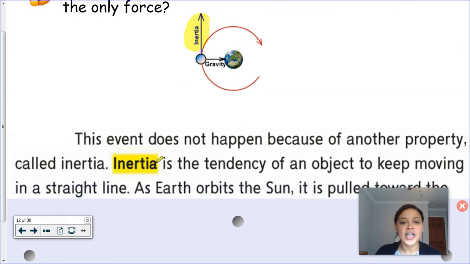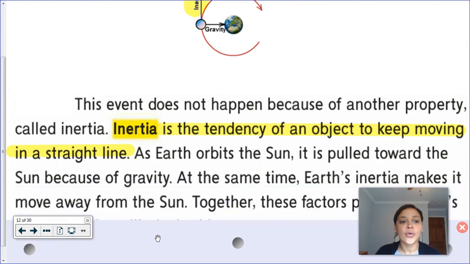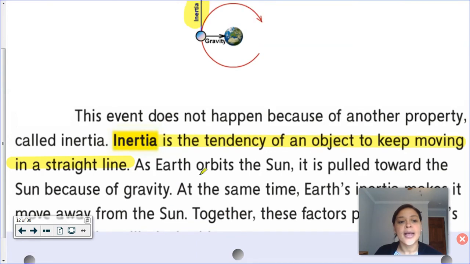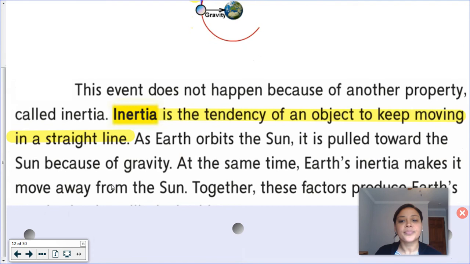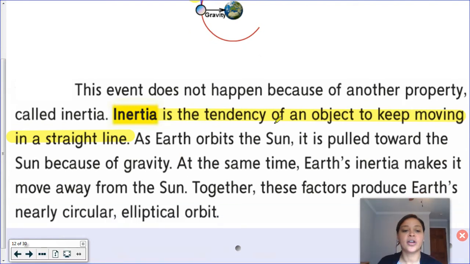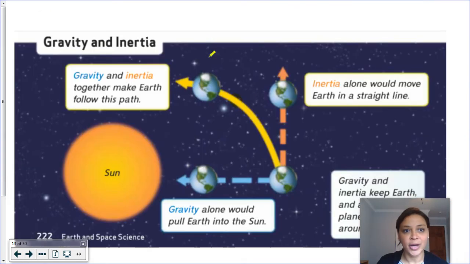And so inertia, we said, is the tendency of an object to keep moving in a straight line. And so if you look up here, you can see inertia. As Earth orbits the sun, it is pulled toward the sun because of gravity. But at the same time, Earth's inertia makes it move away from the sun. Together, these factors produce Earth's nearly circular orbit. Okay, so both of these forces, I should say, are balancing Earth out so that it stays put.